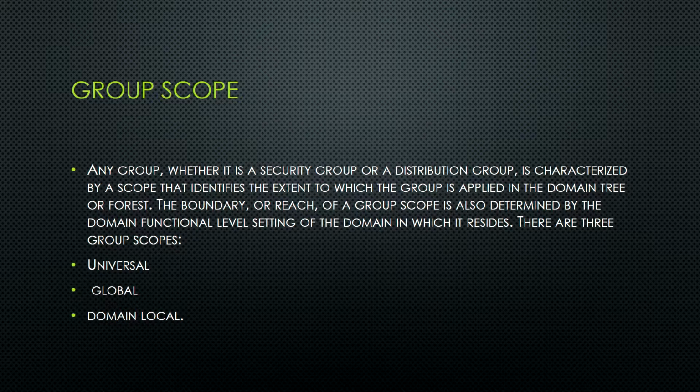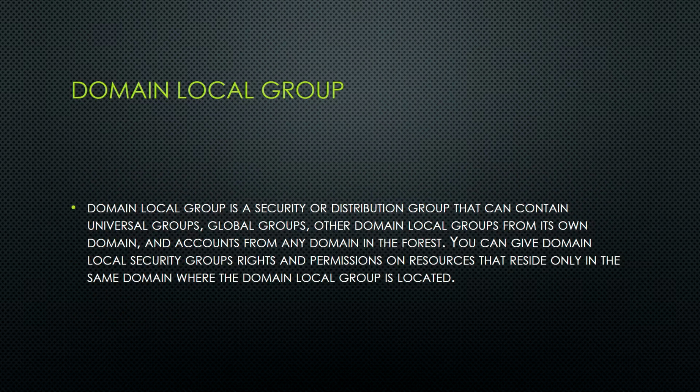The boundary or reach of a group scope is also defined by the domain functional level setting on the domain in which it resides. So there are three group scopes: domain local, global, and universal. A domain local group is a security or distribution group that can contain universal groups, global groups, other domain local groups from its own domain, and accounts from any domain in the forest. You can give a domain local security group rights and permissions on resources that reside only in the same domain where the domain local group is located. That is something you want to keep in mind.